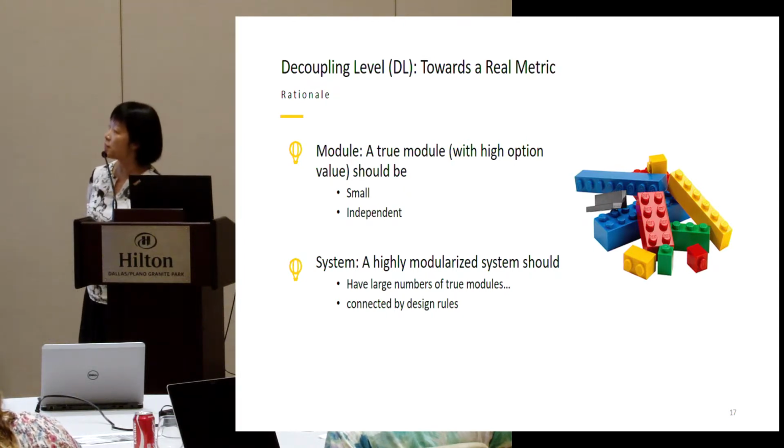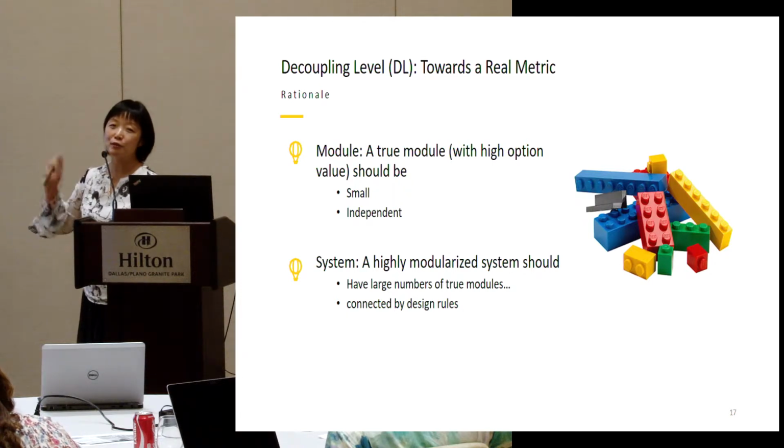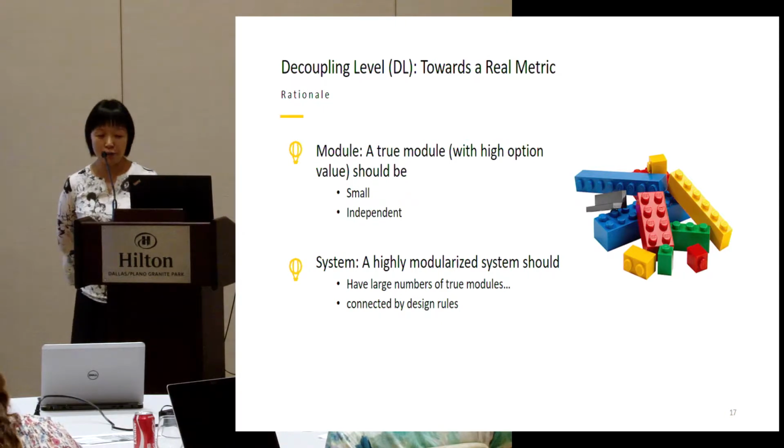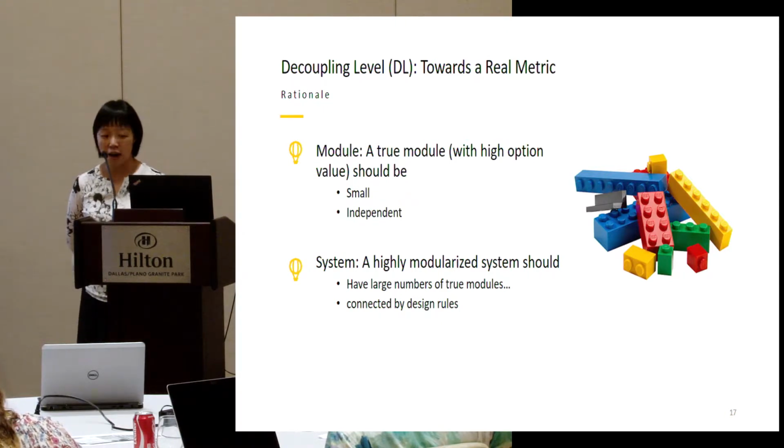And if a system is highly maintainable, then it must have a large number of these true modules, right? And connected by their design rules, simple rules. Interestingly, a Lego system has very simple rules, right? That's the size of their holes. Okay, we think a good software system, a highly modularized and highly maintainable one, should contain a large number of independent, truly evolvable modules connected by simple rules.